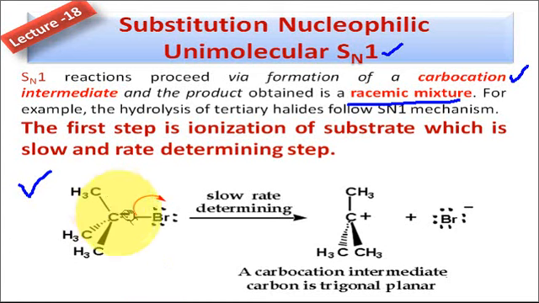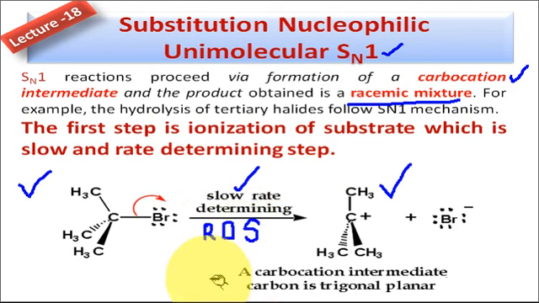Let us take the example of bromobutane here. In the first step, the bromobutane ionizes and formation of the carbocation takes place. This is the slow step, hence it is also called the rate determining step. Remember, it is the rate determining step of the SN1 reaction. In this step, formation of the carbocation takes place due to the ionization of the substrate molecule.